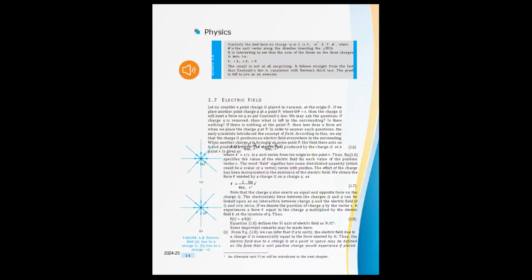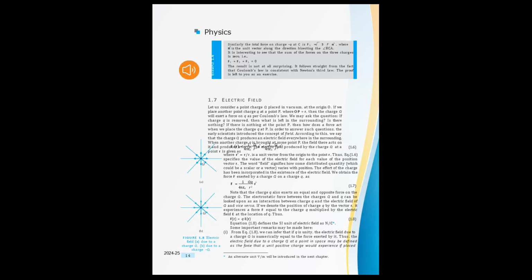Electric field. Let us consider a point charge Q placed in vacuum at the origin O. If we place another point charge q at a point P where OP equal to r, then the charge Q will exert a force on q as per Coulomb's law. We may ask the question, if charge q is removed, then what is left in the surrounding? Is there nothing? If there is nothing at the point P, then how does a force act when we place the charge q at P?